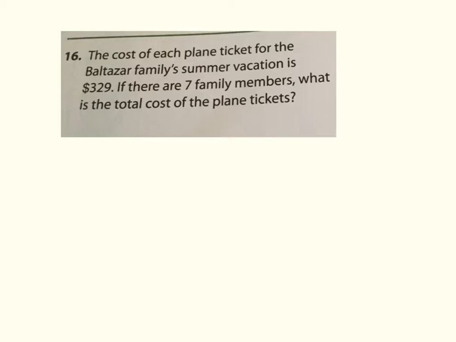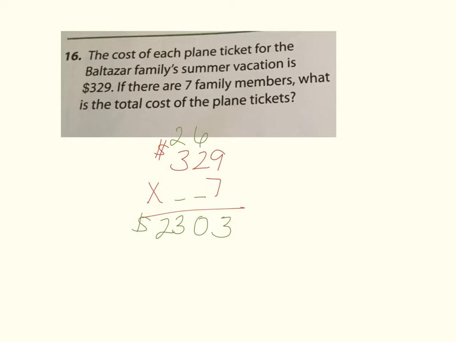Look at a story problem. The cost of each plane ticket for the Baltazar family's summer vacation is $329. If there are 7 family members, what is the total cost of the plane tickets? This is a review from chapter or topic 3. We're multiplying. Each ticket is $329. There are 7 people that need tickets. So let's just multiply. 9 times 7 is 63. 7 times 2 is 14, plus 6 is 20. 7 times 3 is 21, plus 2 is 23. And there is nothing in the tens or hundreds place, so you are done. It is going to cost them $2,303 to fly.